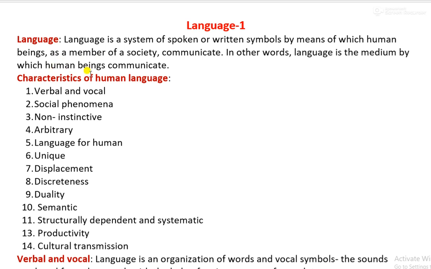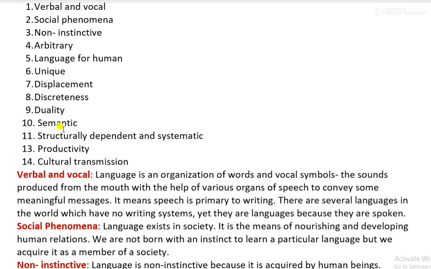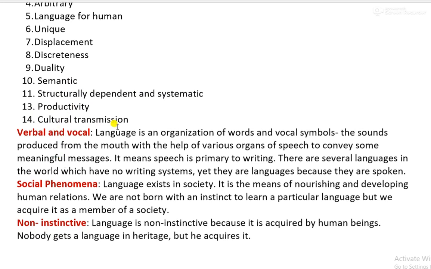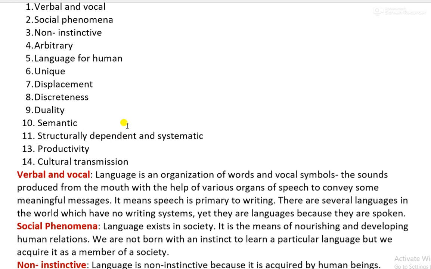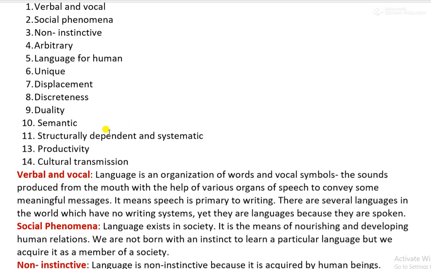Then we are going to discuss characteristics or features of human language. There are many characteristics and features of human language. Let us start our discussion here. First characteristic is verbal and vocal, then social phenomenon, then non-instinctive, arbitrary, language for human, unique, displacement, discreteness, duality, semantic, structurally dependent and systematic, productivity, cultural transmissions. We see all of them are the characteristics of a human language. Now we are going to discuss them.